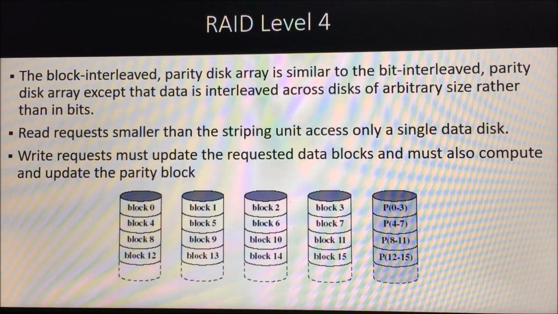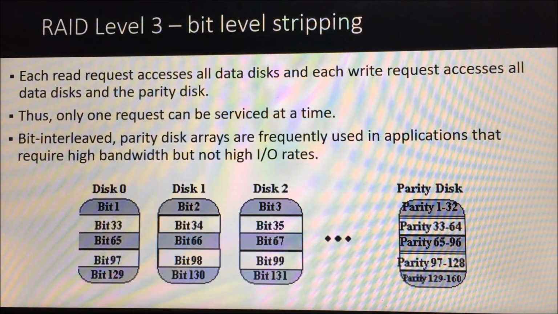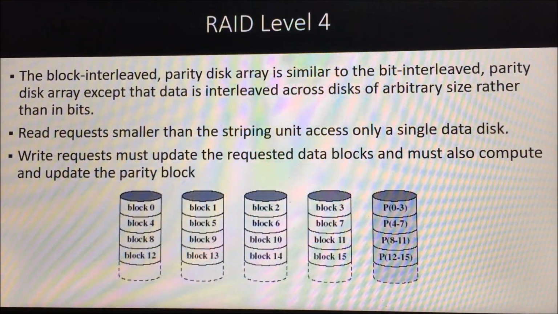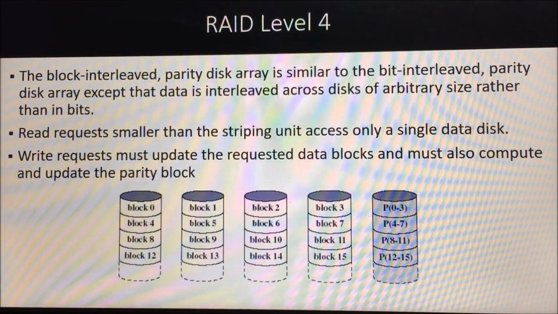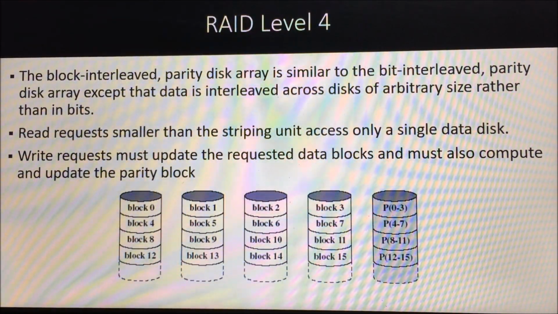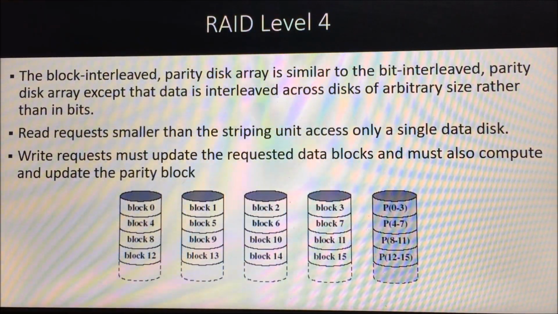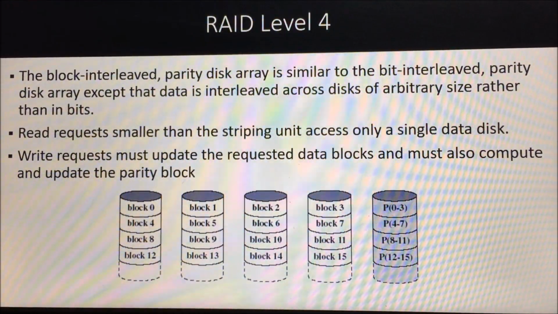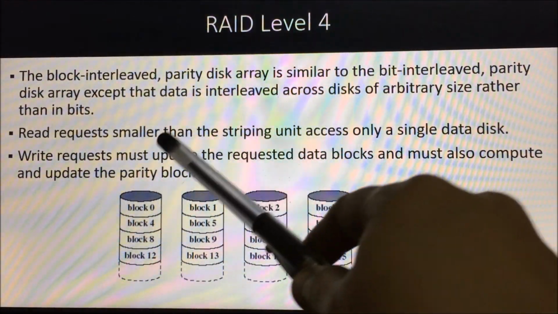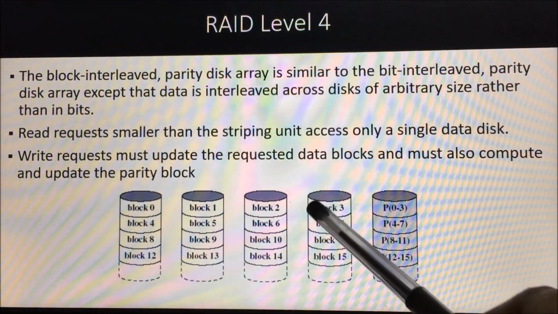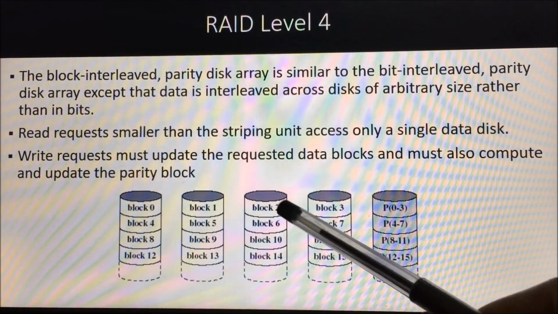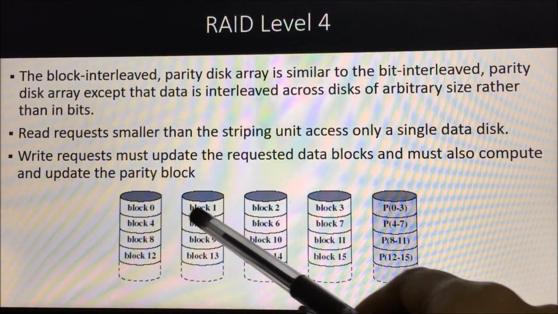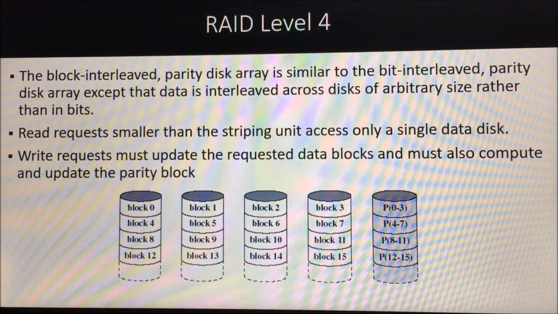Now RAID level 4. In the case of RAID level 3, we are using bit level stripping. But in the case of RAID level 4, we use block level stripping. A block will have one or more words. Let us consider that each block has one word. In the case of bit level stripping, when you consider one word, one bit will go here, another bit, another bit, another bit here. But in the case of block level stripping, if a block is considered as one word, one complete word will come here, then the second word, third word, fourth word. Like this it will come.